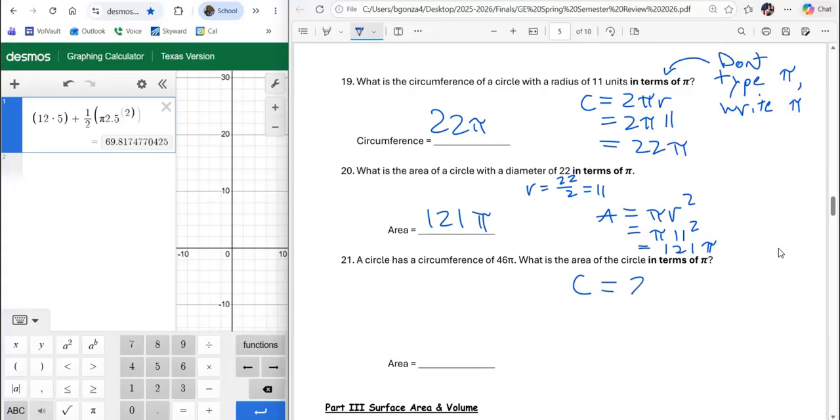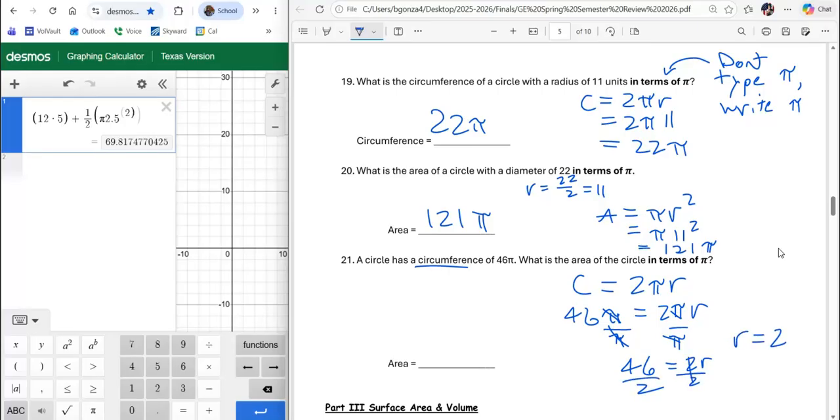So again, it's 2 pi r. We know the circumference is 46 pi. So first of all, pi is on both sides. Divide by pi, divide by pi. They cancel out. So 46 equals 2r. Divide by 2. And the radius is half of 46, which is 23.